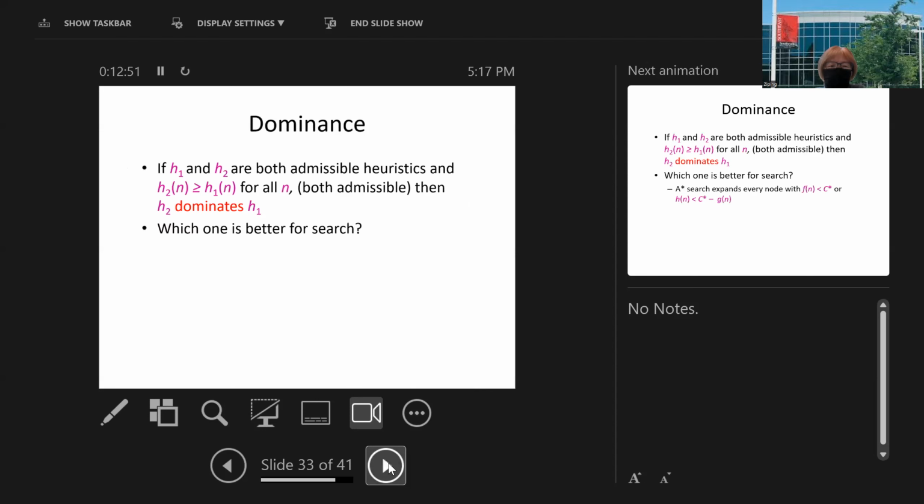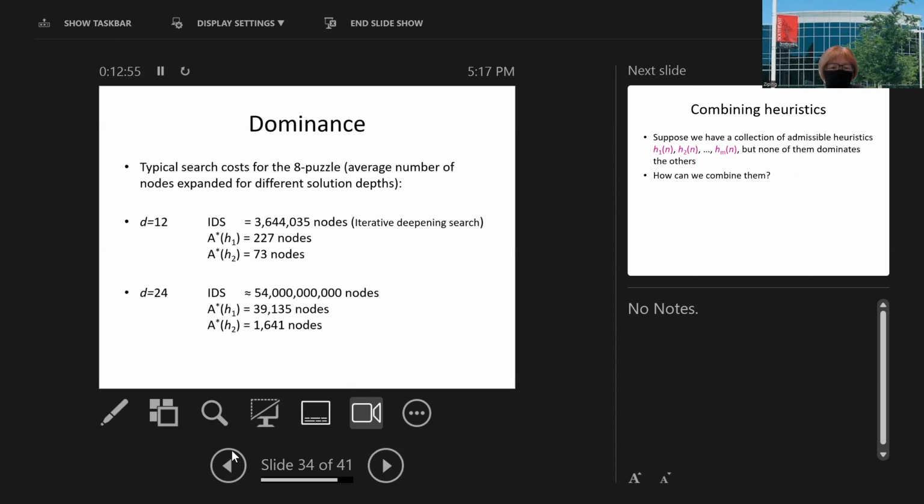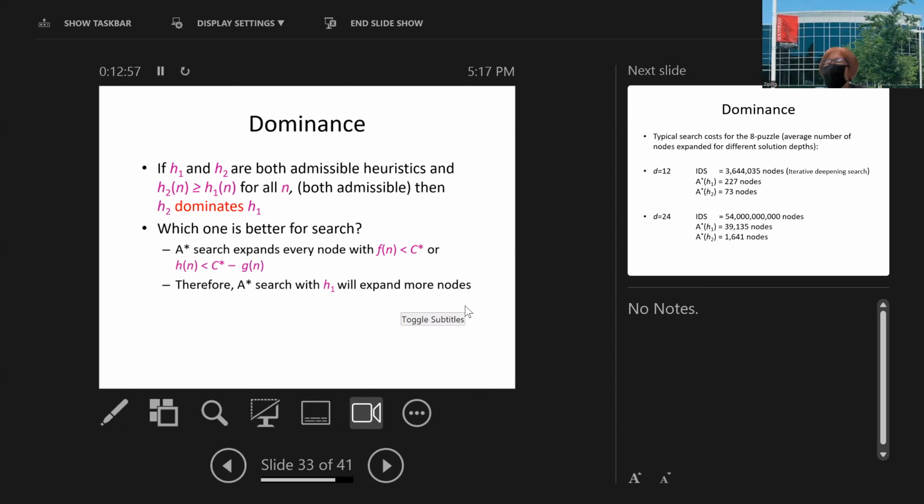And then the next, here are just some terms. Let's get back to dominance in the heuristic discussion. It says if both H1 and H2 are admissible heuristics, but H2 is greater than or equal to H1 for all nodes, then H2 dominates H1.